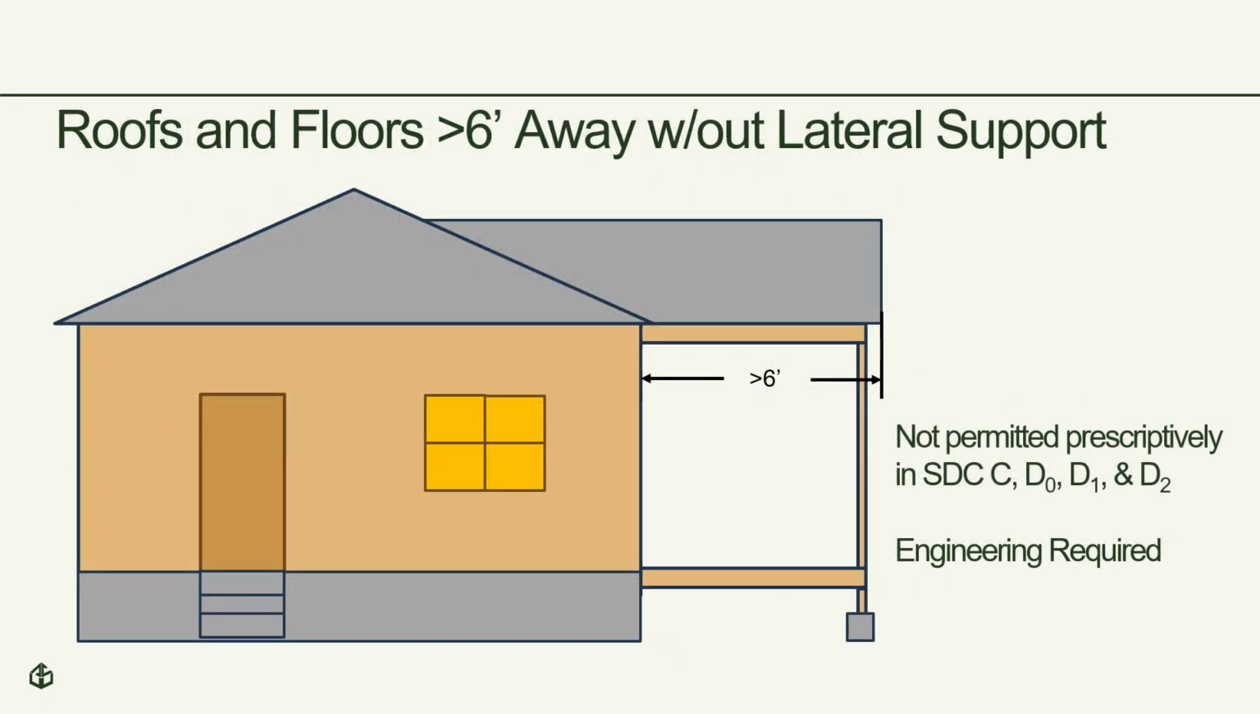This illustrates what that can look like. In this case, there's a roof structure that extends greater than 6 feet away from the building and from the braced wall line. This is not permitted in high seismic design categories, and therefore, in order to do this, engineering is required.